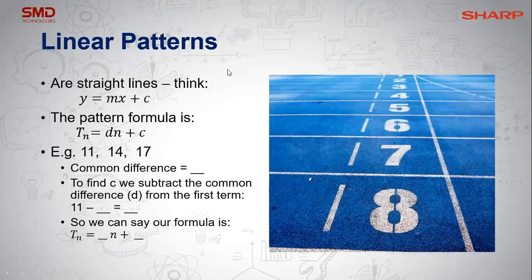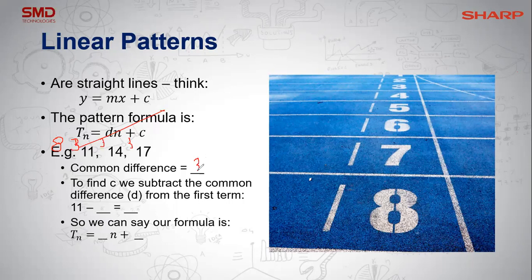Okay, so linear patterns, you need to think straight lines. And someone showed me a really epic example here, where all you do is you just reverse one more space backwards. And so you find the common difference. So the common difference here is 3, right? 3 plus 11 is 14, 3 plus 14 is 17. Now if I reverse, 11 minus 3 will give me 8. So 8 is the y-intercept of the graph.